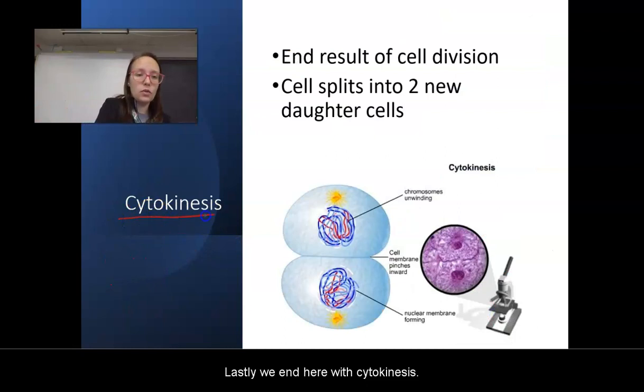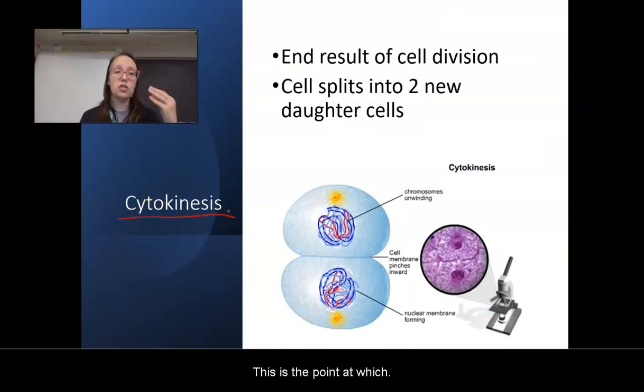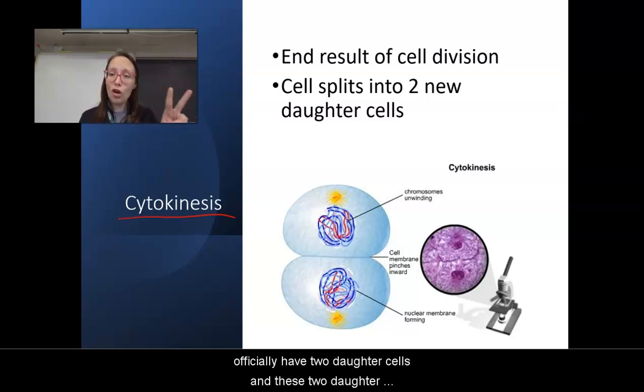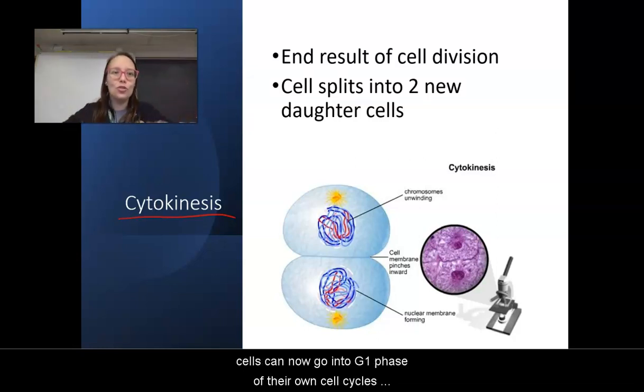Lastly, we end here with cytokinesis, and this is the point at which I snip into 2 new daughter cells. I started with 1 parent cell. Now at cytokinesis, I officially have 2 daughter cells, and these 2 daughter cells can now go into G1 phase of their own cell cycles.